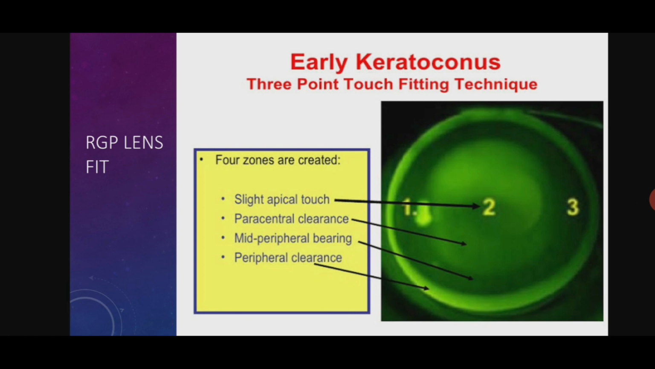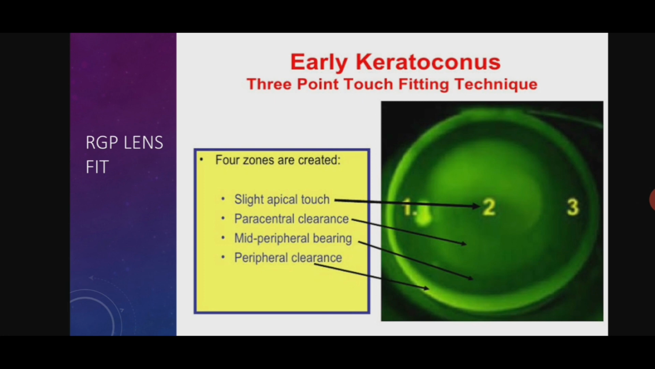In case of RGP lens fitting, there should be a 3-point touch while we fit an RGP contact lens. While fitting, we know that there is a tear film in between the lens and the cornea. This tear film acts as a tear lens and corrects the astigmatism. The uncorrected astigmatism of keratoconus is corrected by the tear film in between the contact lens and cornea. So this is called a tear lens system.